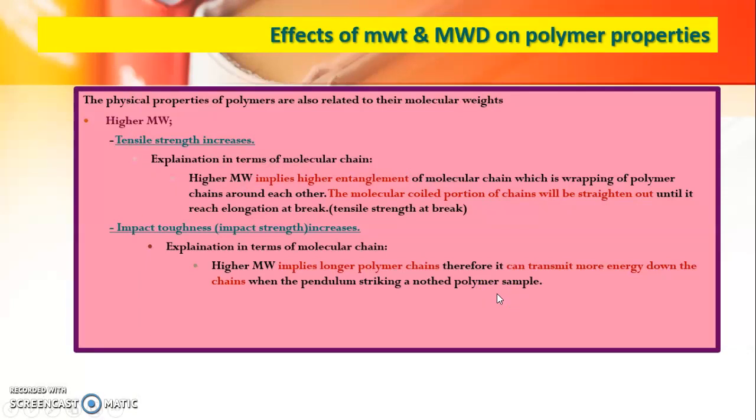So the physical properties of a polymer are also related to its molecular weight. For example, higher molecular weight will increase the tensile strength. The explanation behind this in terms of molecular chains is that higher molecular weight implies higher entanglement of molecular chains, which is the wrapping of polymer chains around each other. So when stretched, the coiled portion of the chain will be straightened out until it reaches elongation at break, which is the tensile strength at break. It also impacts the impact strength. Higher molecular weight will produce higher impact strength.